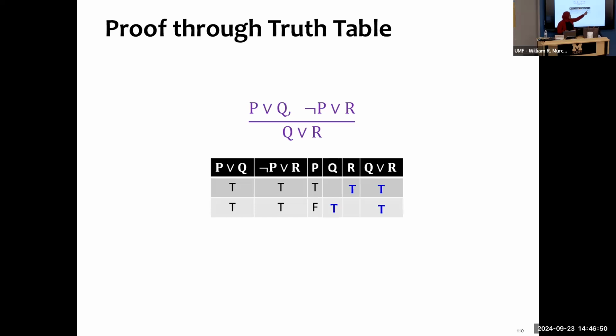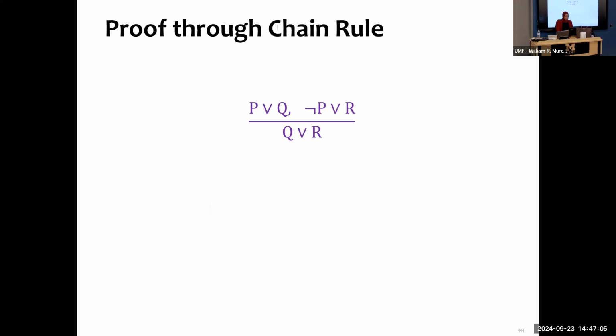Q or R could be true if R is true, or if Q is true. Okay? Clear? Okay. So now we can do the same thing, not through the truth table, but through the chain rule. We did this before or not?